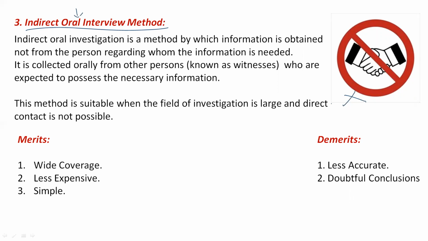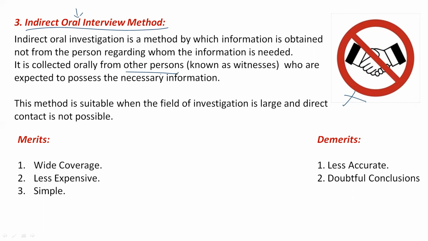Instead, in this method, the information will be grabbed from a third party or some other person. Okay, it is grabbed from some other person. Suppose I'll give you an example for better understanding. The principal of your school wants to know about your behavior. So the principal will definitely not directly go to the student, right? Will not directly go to the student to ask about his behavior. So he will ask his class teacher. Correct? The principal is asking the class teacher about the behavior of the student.